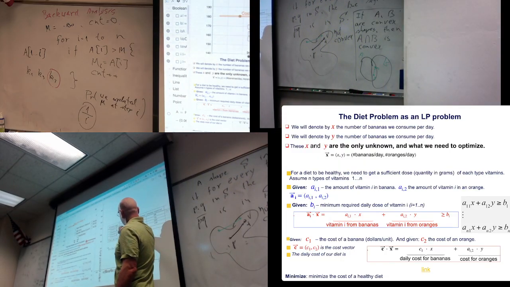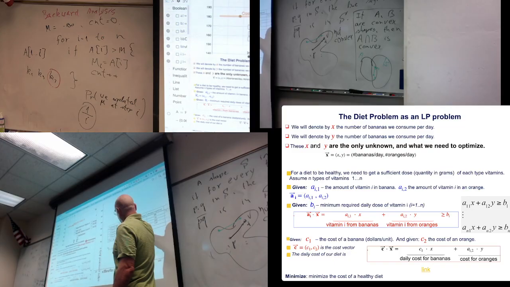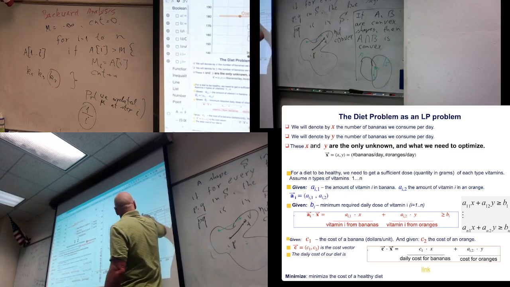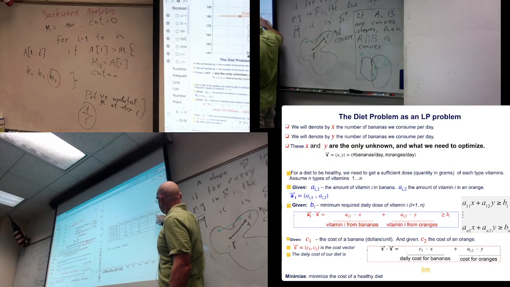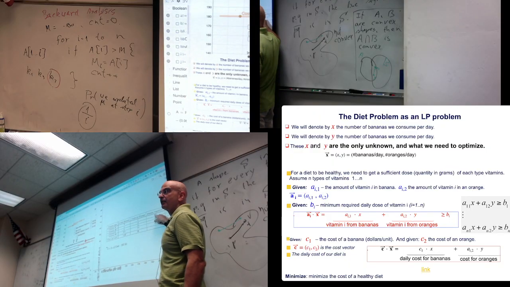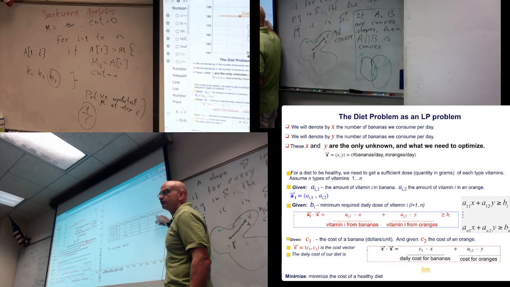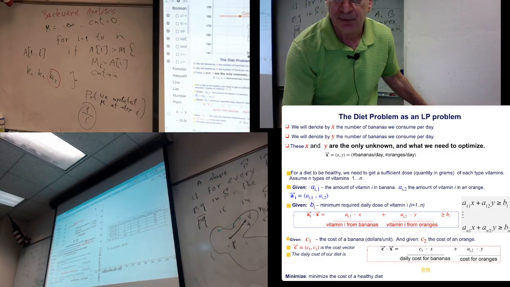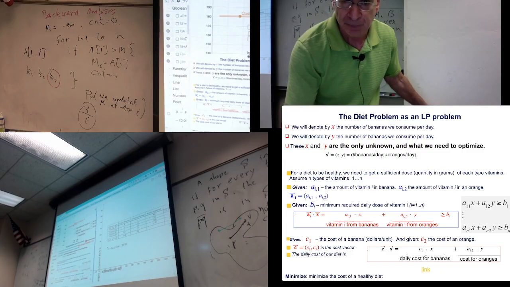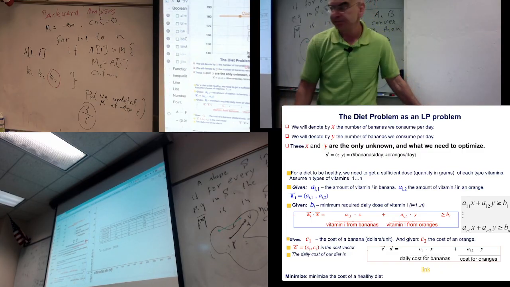For vitamin A, banana contains 7 units. Orange contains 1 unit. Somebody told me you must have at least 65 units to make the diet healthy, which I can turn into a linear inequality, which will define a half-plane, which is what?